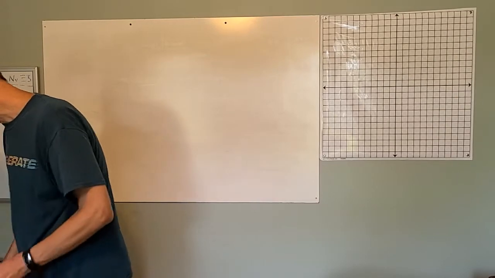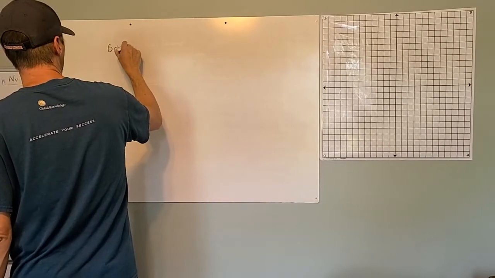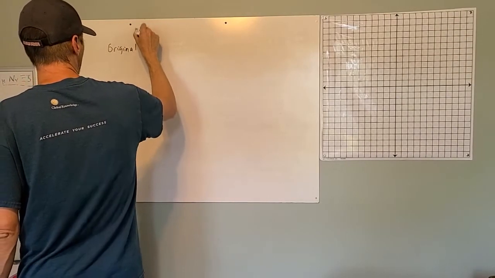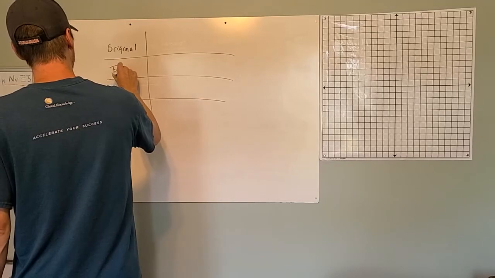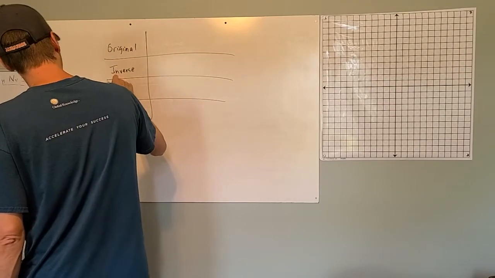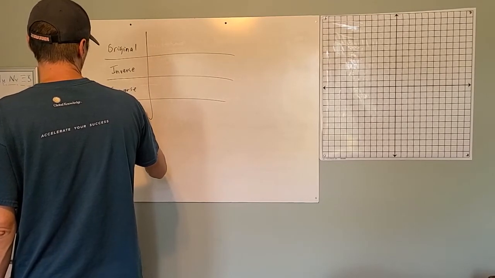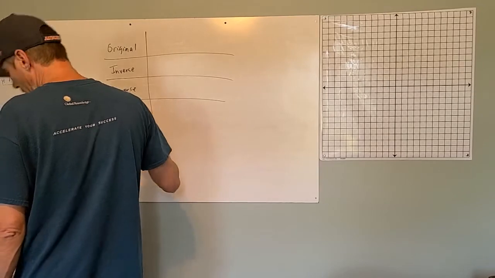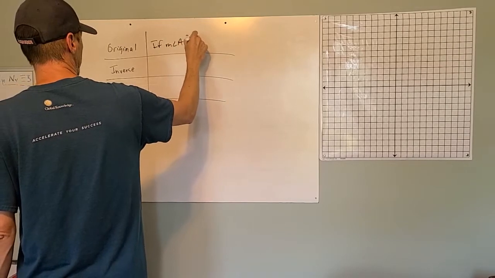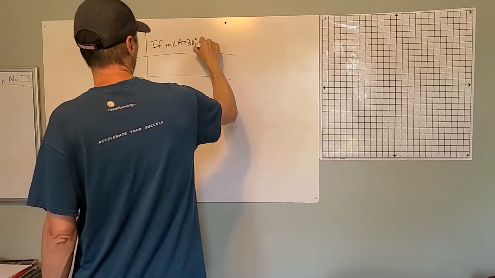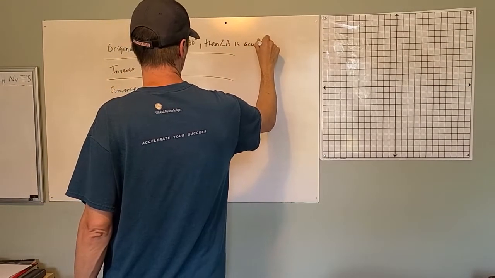Okay, so let's do it mathematically. Let's write this down so you can see it. Here's our original, and we'll put lines here for each of these: the original, the inverse, the converse, and the contrapositive. They say the original is: if the measure of angle A equals 30 degrees, then angle A is acute.